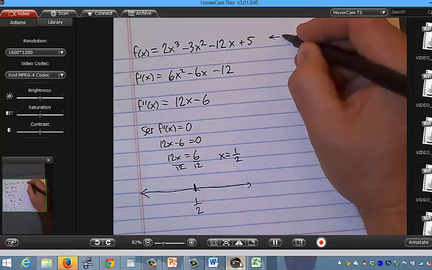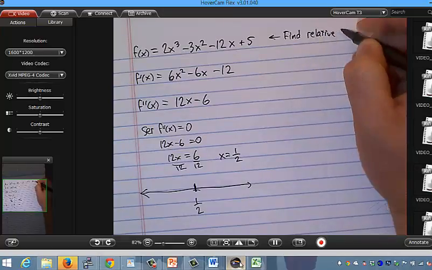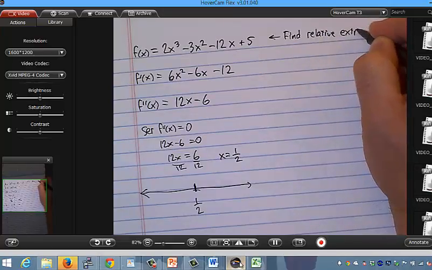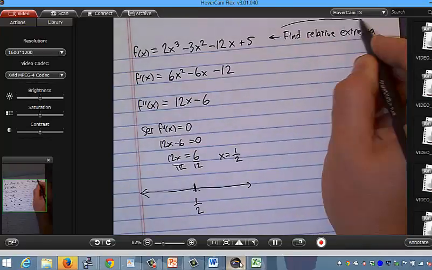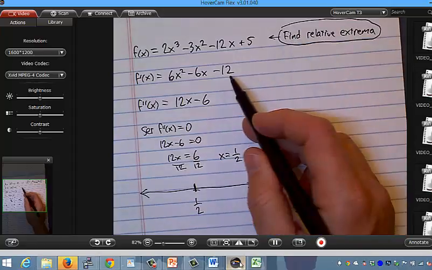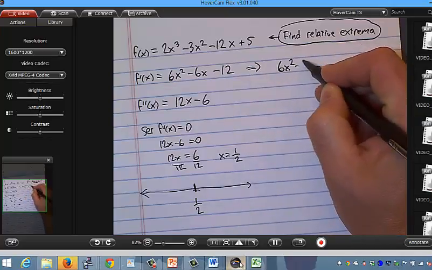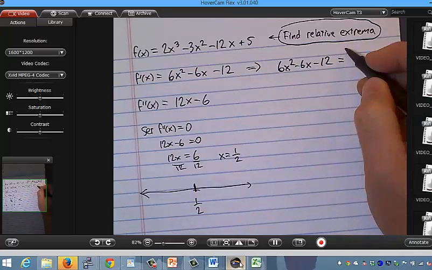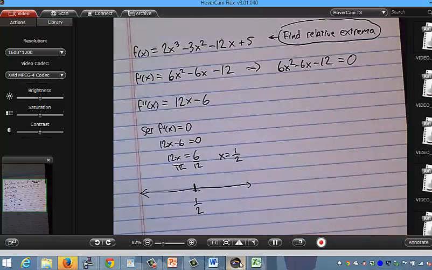If I told you guys, find relative extrema. There's the word from the book. I'm talking about relative maximums or relative minimums, right? So if I say that that's what I want to do, find the relative extrema, you take the first derivative, okay? And what do I do now? Take that and set it equal to 0. So I want to find the critical values. What would you guys do with this equation, by the way? How would you solve it?